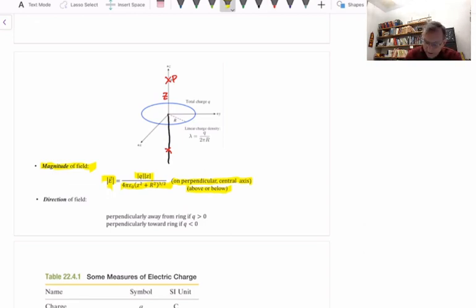How about the direction? That's important too. Here's where I do need to keep track of whether it's positively charged ring or negatively charged ring. If it's a positively charged ring, the field points perpendicularly away from the ring. Let me draw it. So up here, if it's a positively charged ring, the field above points up, like that. The field below, by the way, would point down. That's away from the ring. If it's a negatively charged ring, however, the field points perpendicularly toward the ring. Let me draw that.